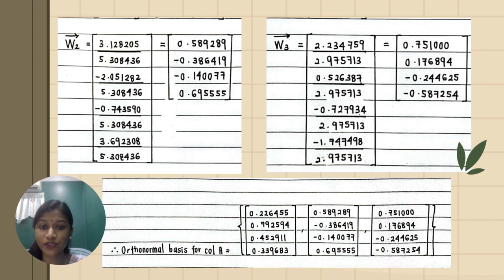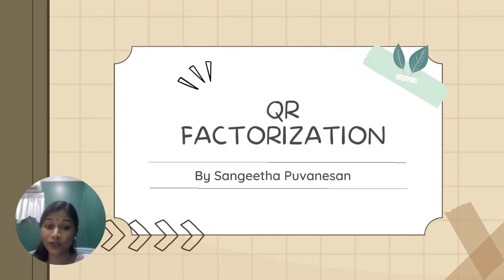The value of W2 is 0.589289, negative 0.386419, negative 0.14007, and lastly 0.695555. And the value of W3 is 0.571000, 0.176894, negative 0.244625, and negative 0.587254. So these are the orthonormal bases of the column space of matrix A. Next, we are going to look at how to use the QR factorization.